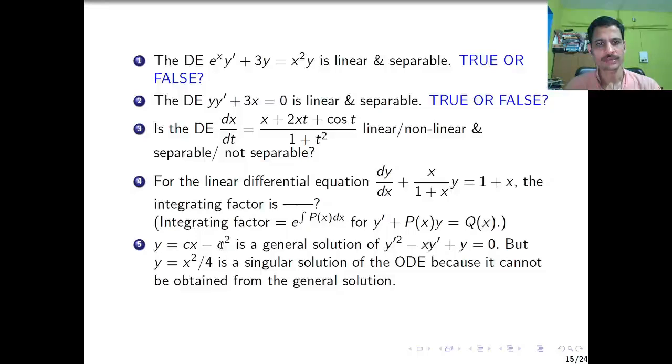So parameter c can be chosen according to our wish. So this is a general solution. But you may notice that y is equal to x square by 4 is also a solution of this differential equation. You can differentiate it.